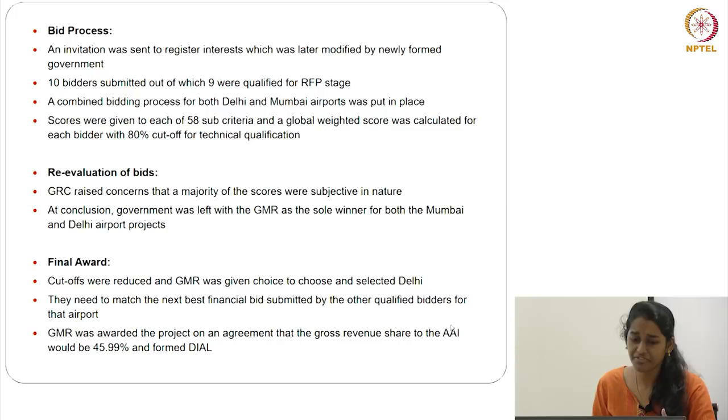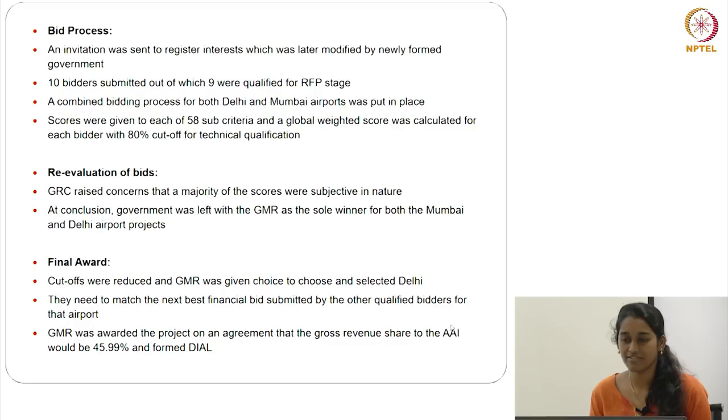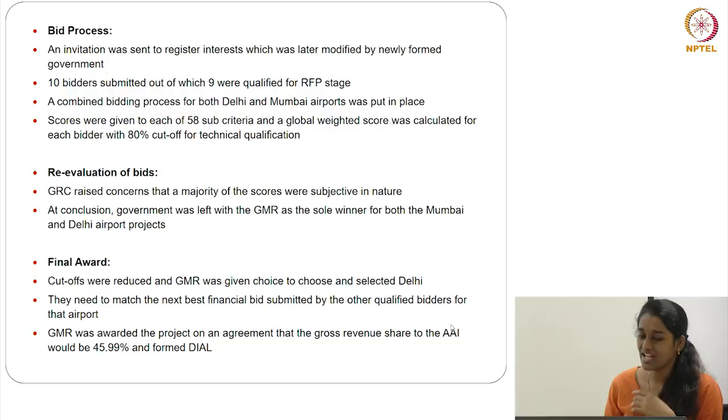The revaluation was done. The government formed GRC in order to check how this was going on. Then GRC raised concern that the scores were mostly subjective, and they didn't include IMG, which was formed earlier. So they consulted some GETE, a group of highly qualified engineers. They again evaluated, and finally after evaluations, of the previous 2 bidders which were more than 80%, one was reduced to 70 or something, and the other one was more than 80. So only one bidder was left for both airports.